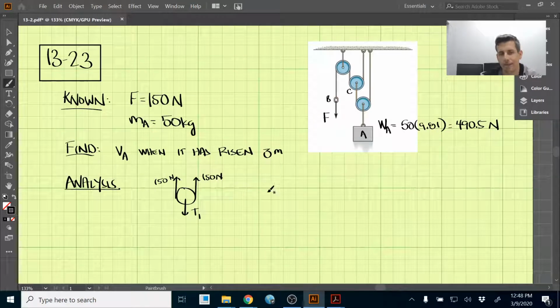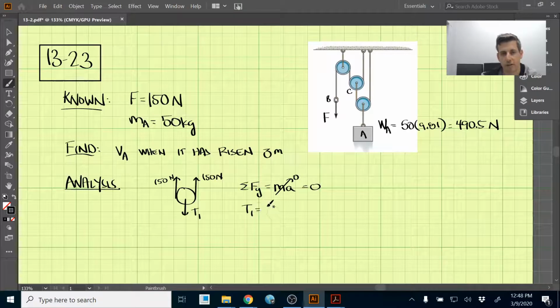And if we take the sum of the forces in the y direction and set those equal to the mass times the acceleration of this pulley, we've already said that this pulley has negligible mass, so we set that equal to 0, and then we just have the sum of the forces is equal to 0. So T1 just comes out to be 300 newtons. Okay, and T1 here is this tension here.